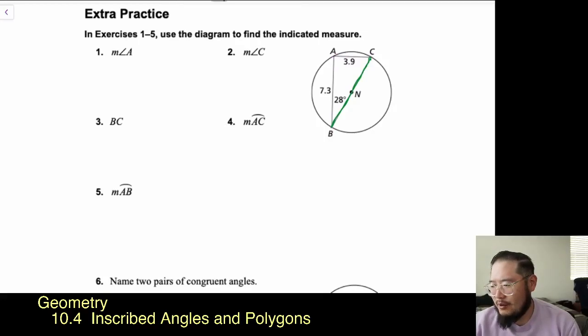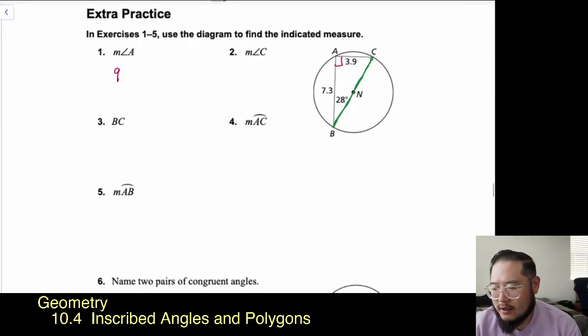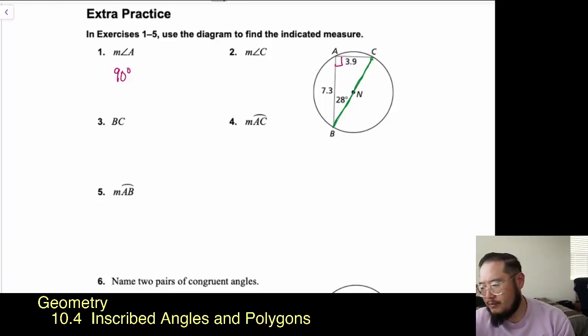Why is that important? Because take a look. Question 1 says, what's the measure of angle A? That right there is 90 degrees, using that inscribed right triangle theorem.